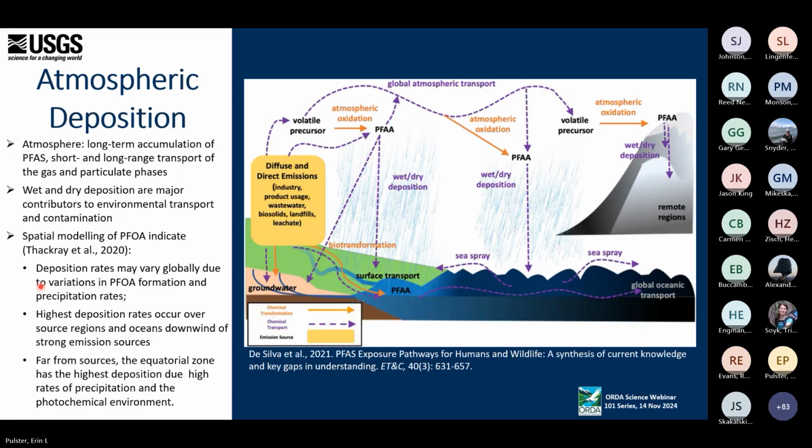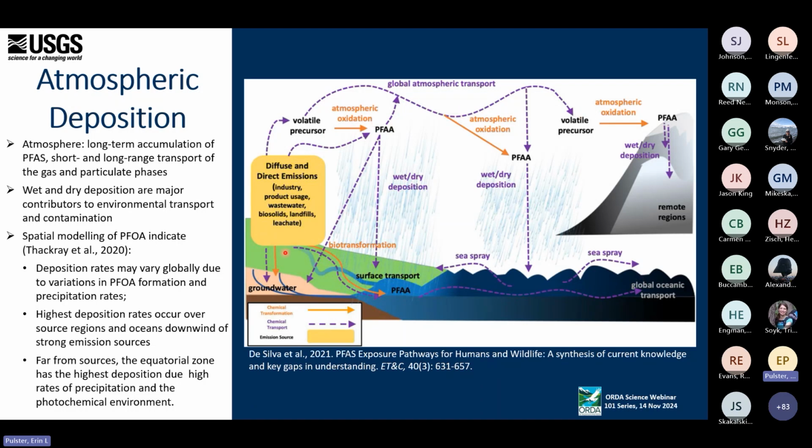Diagram, overview of PFAS sources and environmental pathways, De Silva et al. 2021. So atmospheric deposition. Atmospheric deposition is a pretty important topic in terms of PFAS. The atmosphere is considered a sort of reservoir or long-term accumulation of PFAS, but it also is responsible for the short and long range transport of PFAS around the globe.